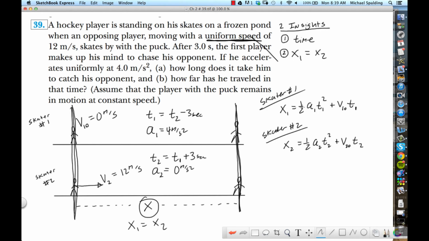All right, so for skater 1, something in here goes to 0. What goes to 0 in this equation for skater 1? The initial velocity. So this part of the equation goes to 0, and we're left with this.